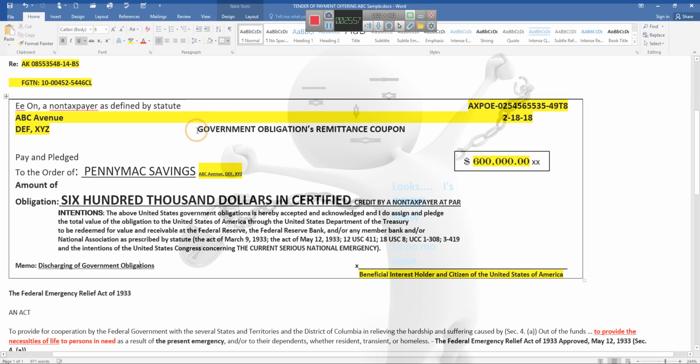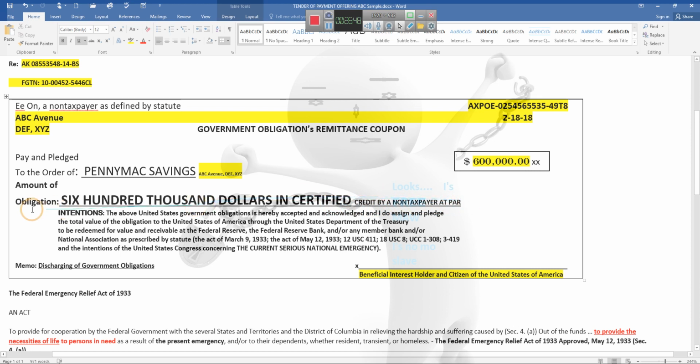It must have a title. Number four, got a title. It must have a pay to the order of party. This one is pay and pledge to the order of the name of the party. Ladies and gentlemen, number five, it must have a courtesy box for the dollar amount. Number six, it must have the dollar amount written out in words. Because if you just wrote out the dollar amount, people can add zeros. So that's why you write it in words, so they can't add zeros. And we put $600,000 in certified credit by the non-taxpayer at par.